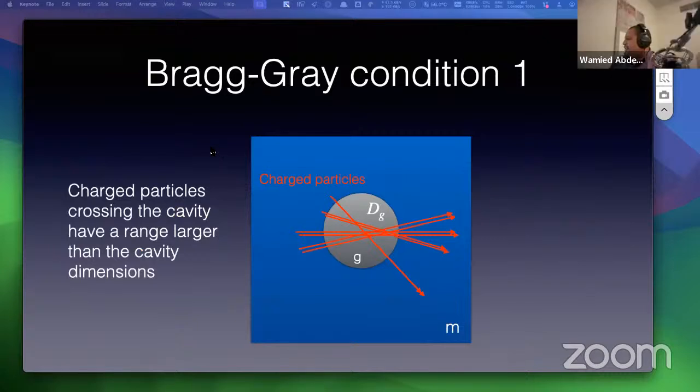This is depicted here. This is the first condition, where the dose in the cavity is deposited by charged particles that are crossing the cavity. These charged particles are coming from the surrounding medium, and their range should be larger than the dimensions of the cavity. So that's the first condition.